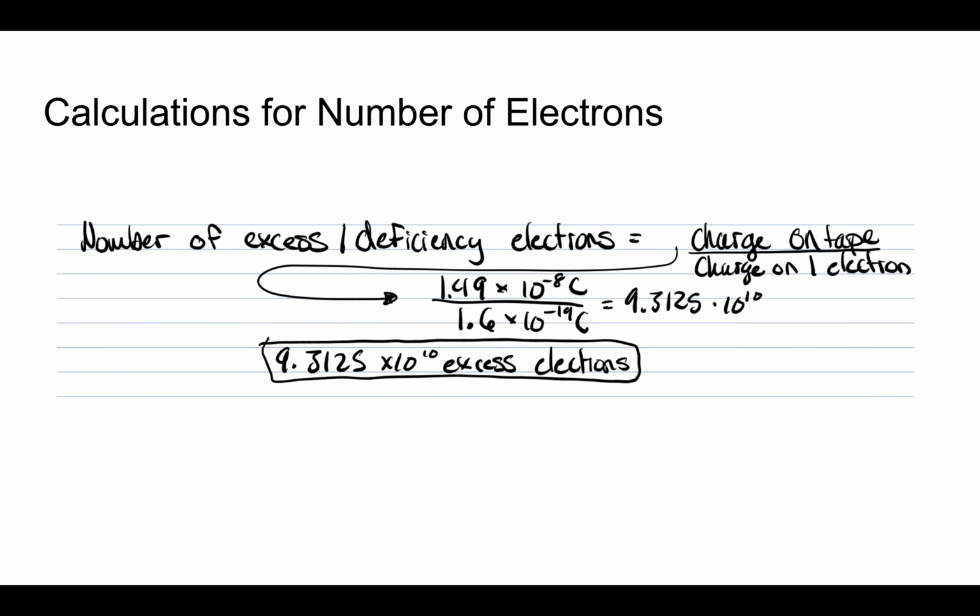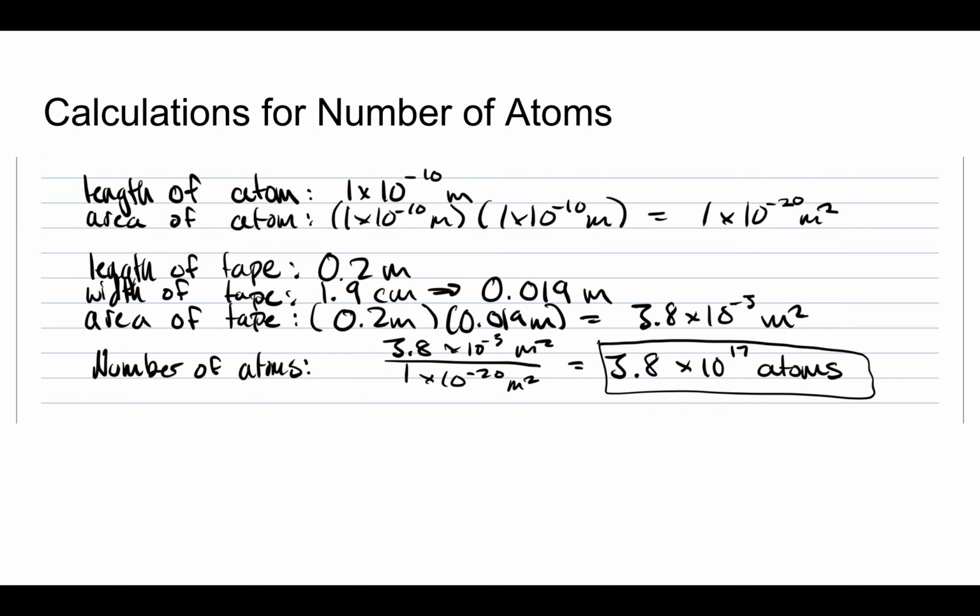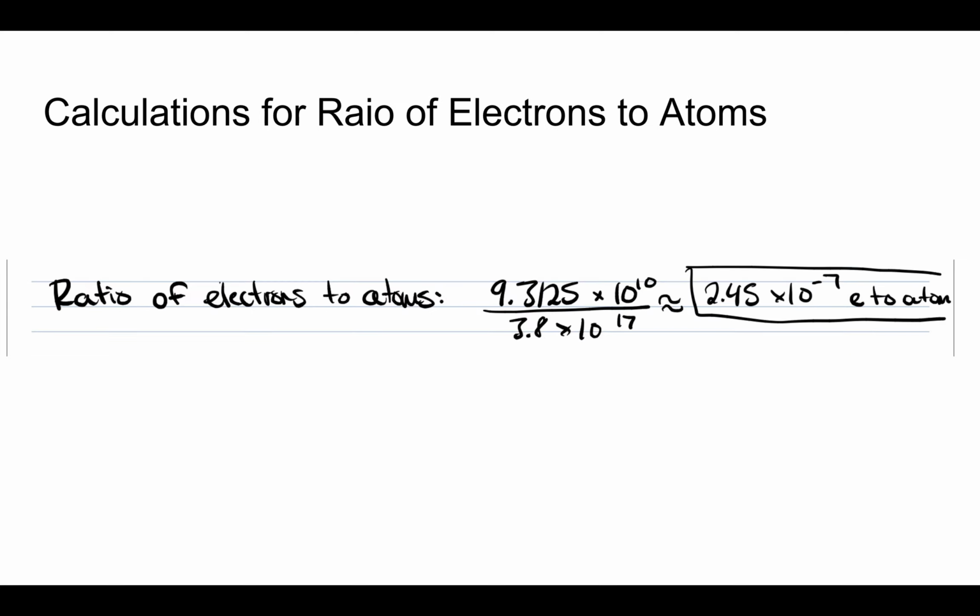Moving on, you need to find the number of electrons, which is done by dividing the charge on the tape by the charge of one electron. From there, to find the number of atoms, you find the area of one atom by multiplying the given length of an atom times itself, and then dividing the area of a piece of tape by the area of an atom, giving you 3.8 times 10 to the 17th atoms. And then the ratio of atoms to electrons is straightforward. You just divide the electrons by atoms, giving you 2.45 times 10 to the negative 7th.